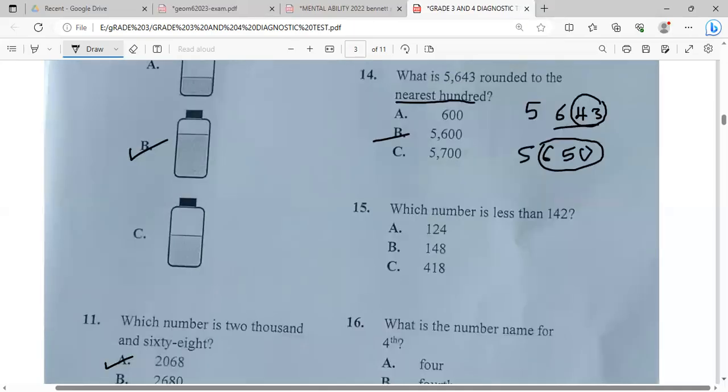5,600. Which number is less than 142? We have 124, 148, 400. So it would be 124.